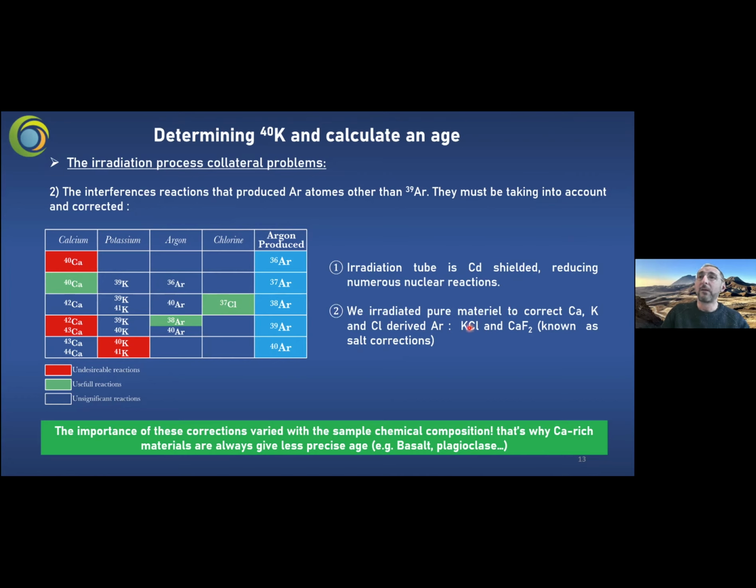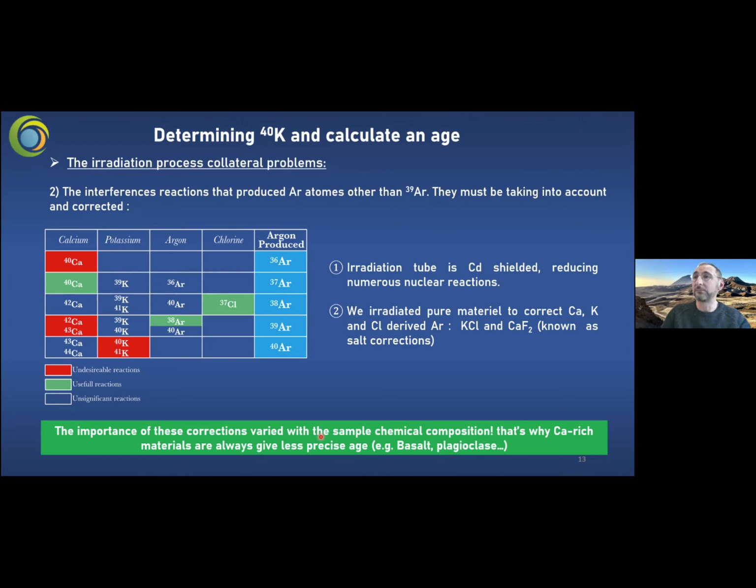And of course, the importance of this correction depends on the chemical composition of our samples. So the more calcium you have in your sample, the less precise your age will be, because you will have to correct for this uncertainty. That's why basalts, that's why plagioclase will never be as precise as potassic feldspar.